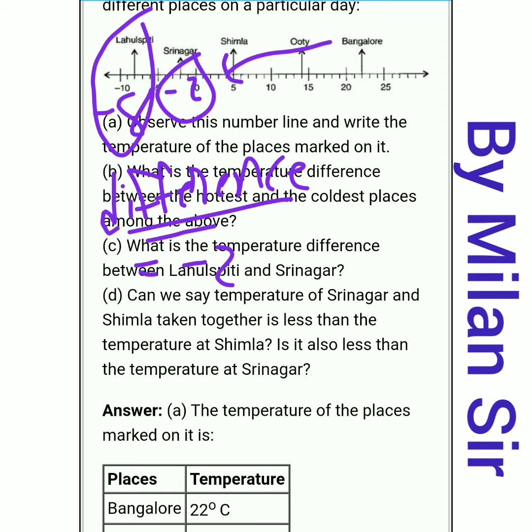Now for finding out difference, we need to put here a negative sign. We need to use the subtraction process. Then we need to write our small number, but our small number itself is a negative number, so we need to write it in the bracket.